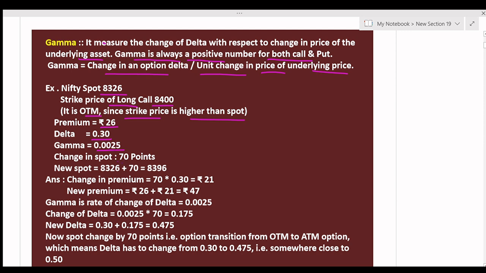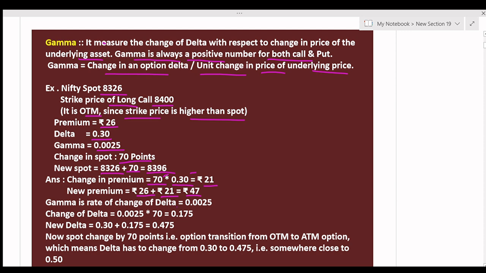Change in spot is 70 points, that is, an increase of spot price by 70 points. So the new spot price will be 8,326 plus 70, it will be 8,396. Now the change in premium will be 70 into 0.30. 0.30 is the delta value and 70 is the increase in points, which is equal to rupees 21. New premium will be, at present it is 26, plus 21, equal to rupees 47.